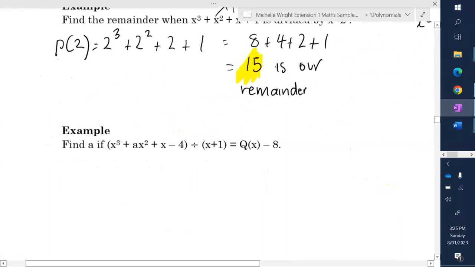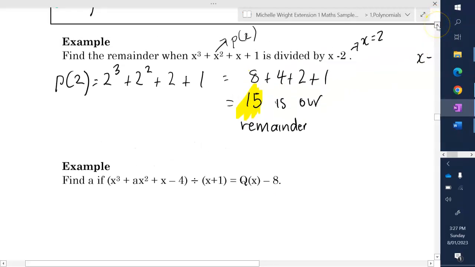Okay, example. Find a if x cubed plus ax squared plus x minus 4 divided by x plus 1 is going to be equal to our quotient q of x minus 8. Now, when you first look at this second example, it actually looks really tricky. But I want you to have a think about how that would relate back to our previous example.